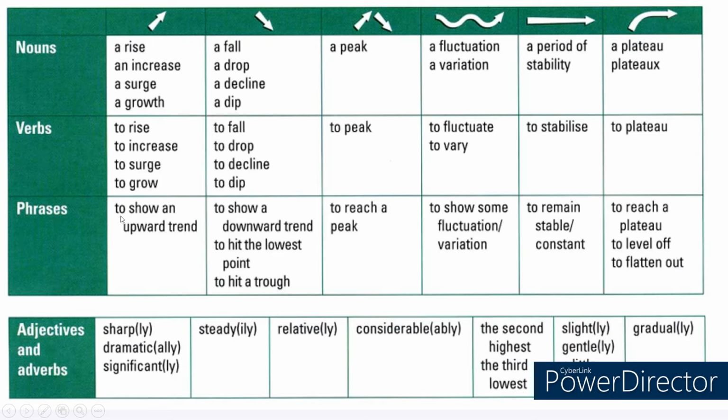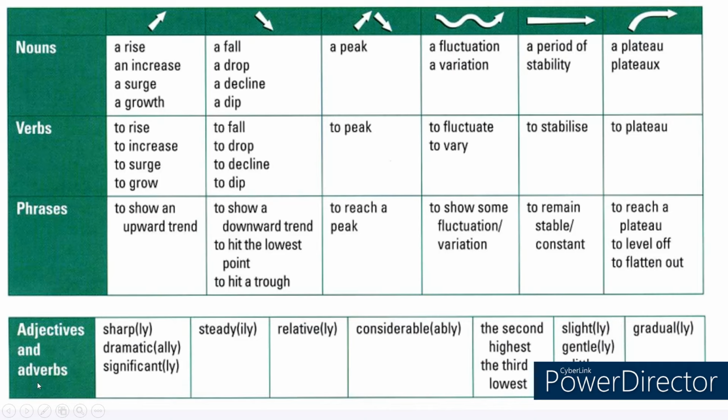Phrases. To show an upward trend, goes up. If it goes down, to show a downward trend. Hit the lowest point, hit a drop. If it has a peak, to reach a peak. If it goes up and down, to show some fluctuation or variation. If it's stable, to remain stable or constant. Has a curve, to reach a plateau, to level up, to flatten out.